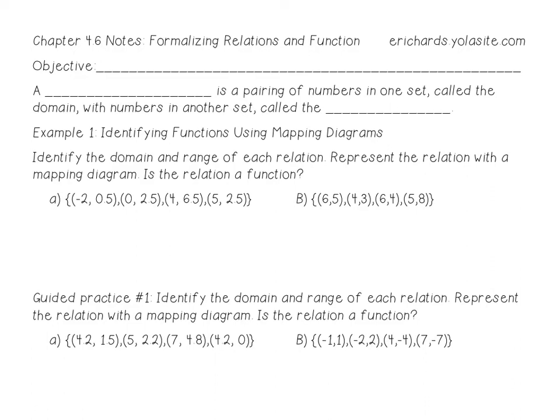Chapter 4.6, Formalizing Relations and Functions. Your objective for this lesson is, number 1, to determine whether a relation is a function, and number 2, to find domain and range and use function notation.